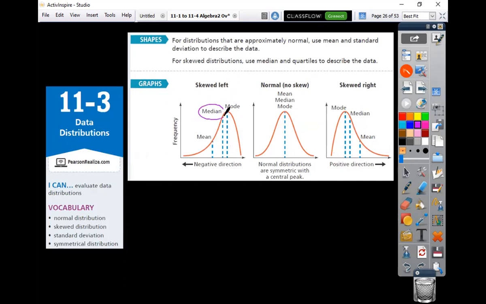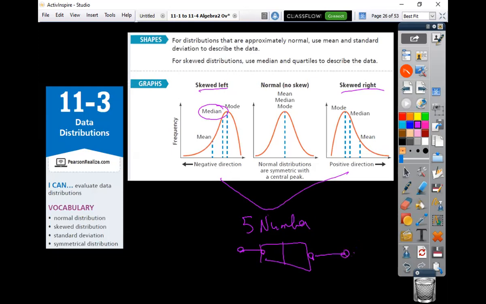So usually for these two skewed ones, you're going to want to use your 5-number summaries. Remember, you get your box and whisker: your median in the middle, your lower quartile, upper quartile, and you go down to the min and up to the max. We'll look at an example more. And for this one, you're going to use your standard deviation with your mean when you have a normal distribution.